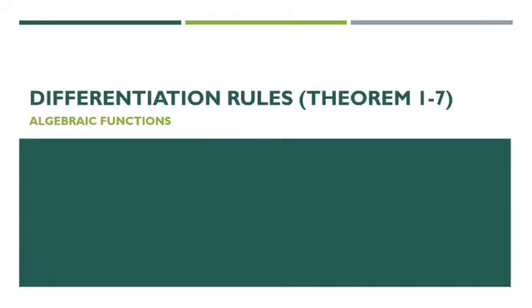Differentiation rules. So I'll discuss the first 7 theorems, or the differentiation rules, for the algebraic functions. Number 1 is the derivative of a constant function. A constant function f of x is equal to a constant c. So its derivative is equal to 0.